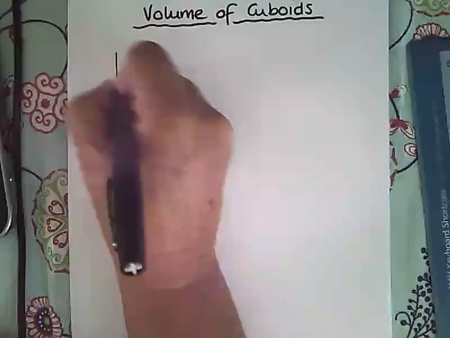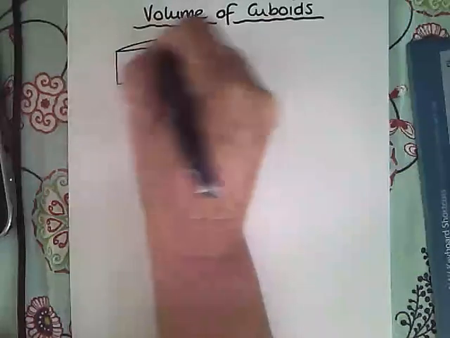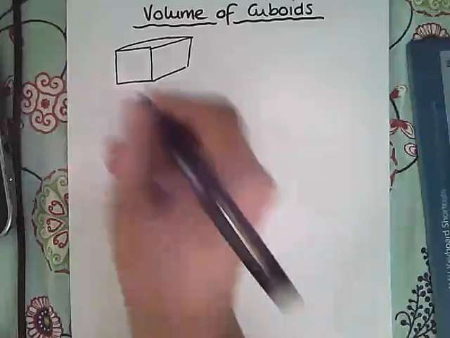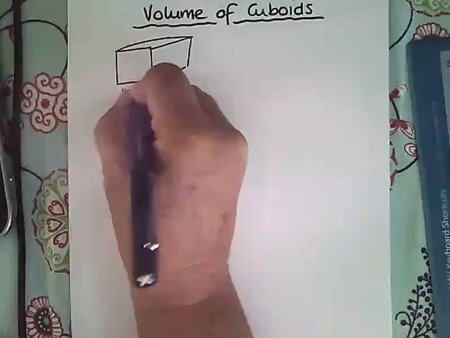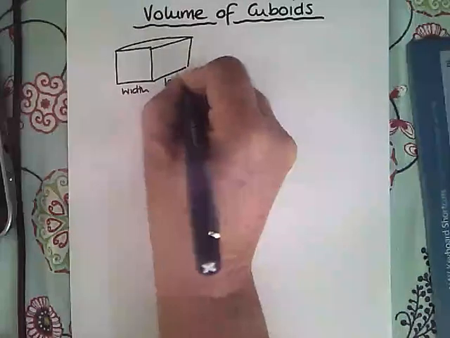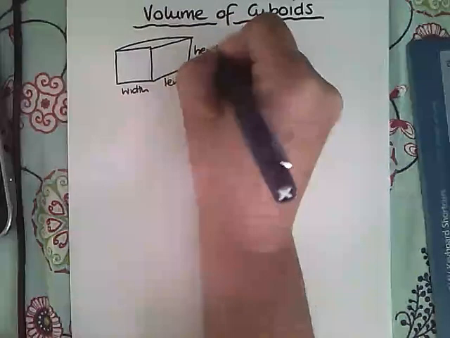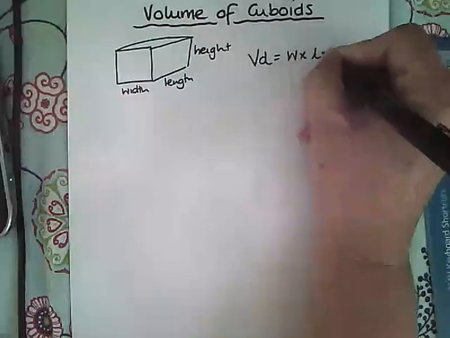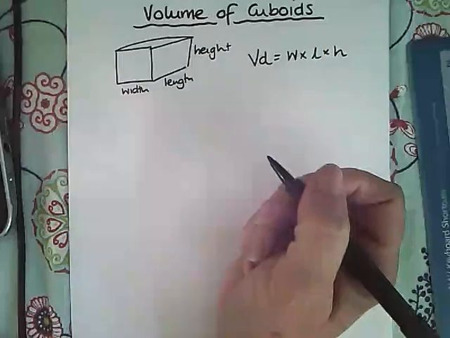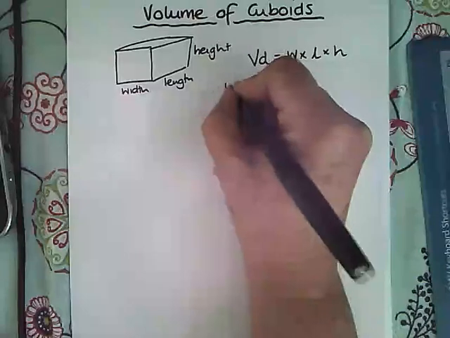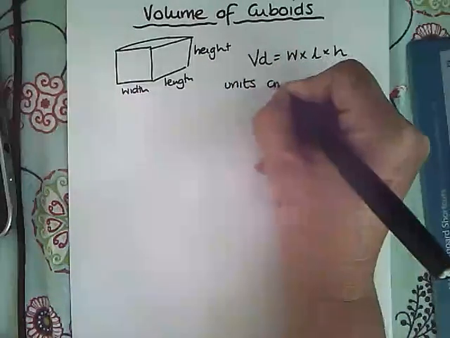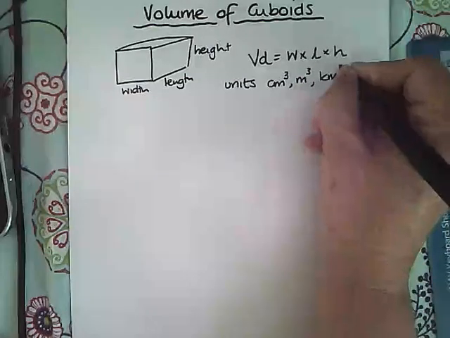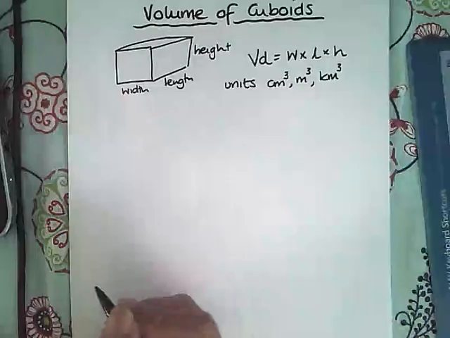The first thing we need to know when we are finding the volume of a cuboid is that we have to times all three dimensions together. So the width times the length times the height. So volume is equal to width times length times height. And because we're multiplying, it doesn't matter which order we do things in, and the units would be centimetres cubed, metres cubed, kilometres cubed, and so on.